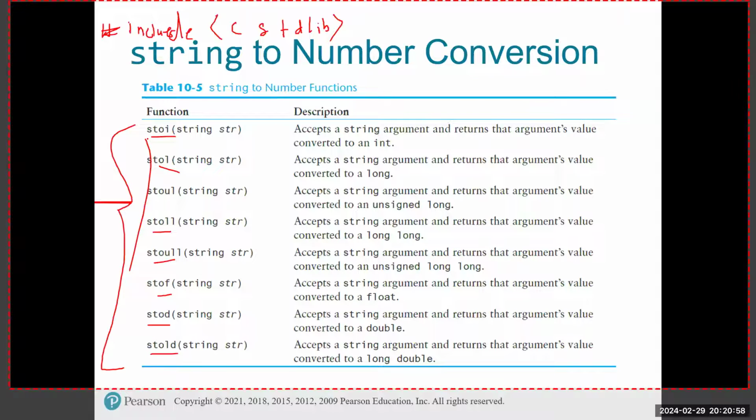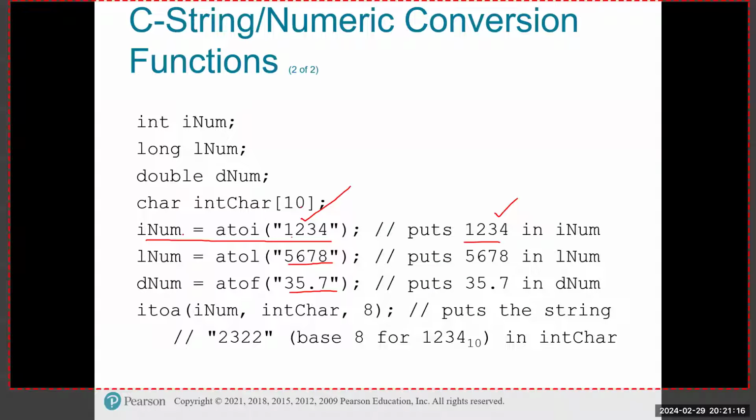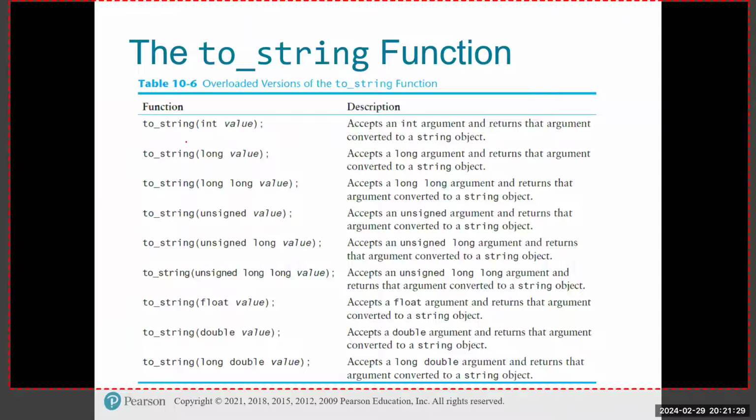Here, for example, with atoi you have a string argument and it returns the integer. So with atoi you are getting a string and converting it to an integer, long, or float. But here you can take anything, like an integer, long, and so on.